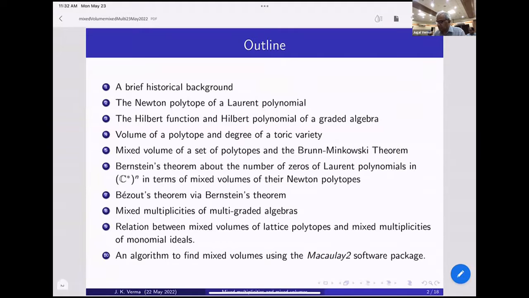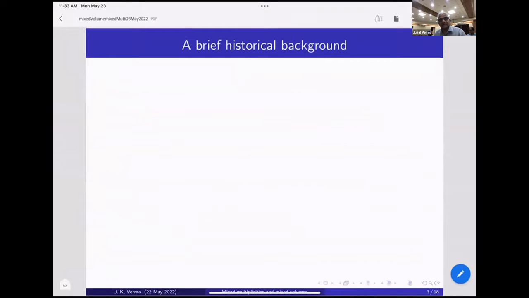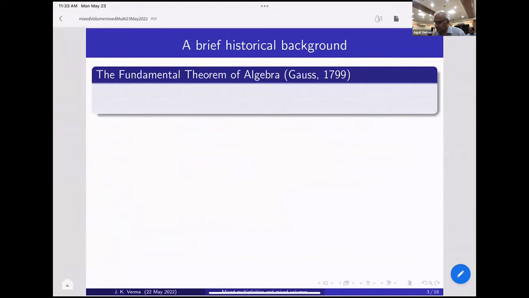I will then move on to show the connection of mixed multiplicities with the Hilbert functions of multigraded algebras and derive a formula for mixed volumes of lattice polytopes in terms of mixed multiplicity of monomial ideals. And this formula will lead to a program which has been implemented in the software called Macaulay 2. So let me begin with the brief historical background.